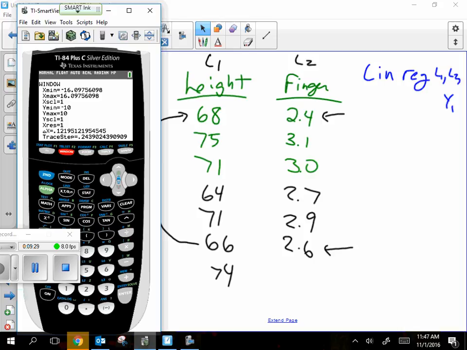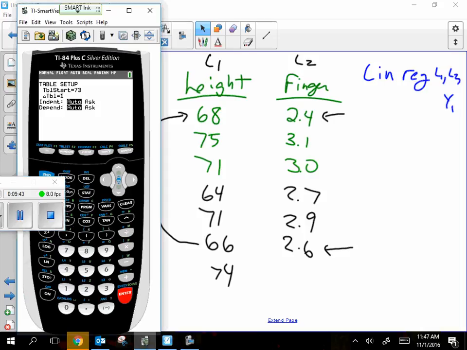Go to table settings. Oops, I hit the wrong thing, sorry. Table settings. I should have it start at like 73 or something. So I'm going to move this out of the way. Have your table start at 73. That way, when... Oh, I hit graph by accident. Come on, calculator. Table for me. There we go. Okay. So there we go. Looks to me like a 74-inch person should have the finger that's about 3.02.